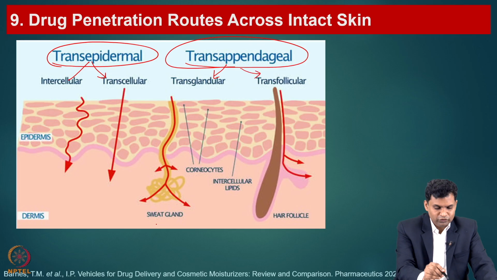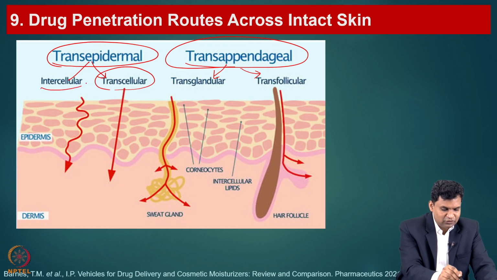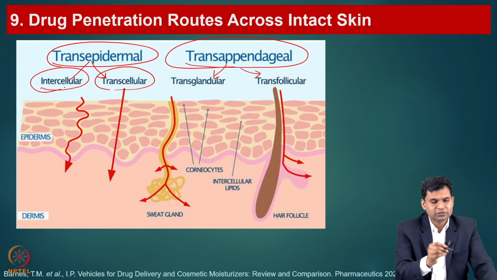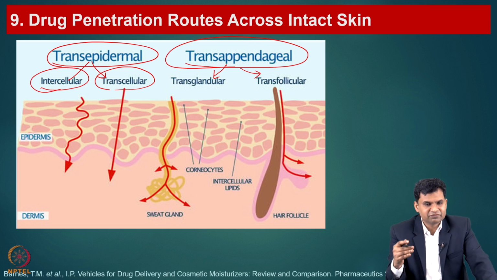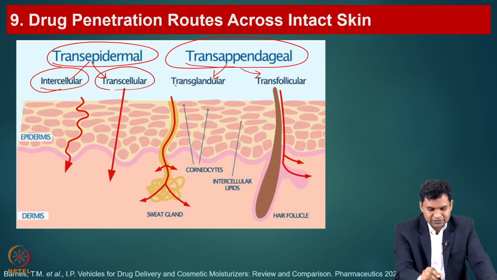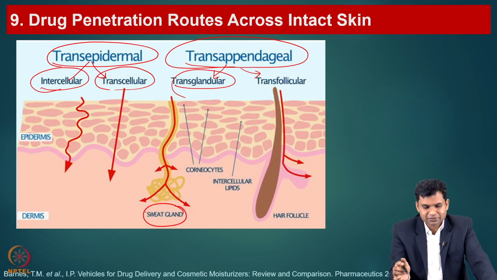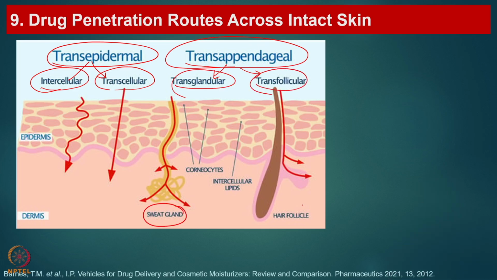mechanisms. So, we know that transcellular will permeate the drug molecules across the cell, and the intercellular mechanism will pass the molecules between the cells of the skin. And here also the transglandular mechanism involves the sweat glands, and the follicles will help in the absorption or permeation of the molecules from the follicles.